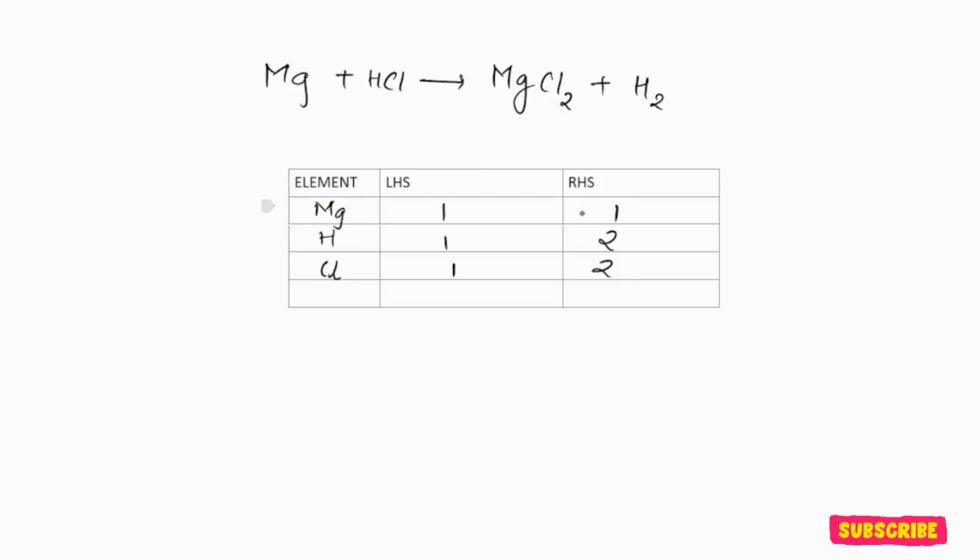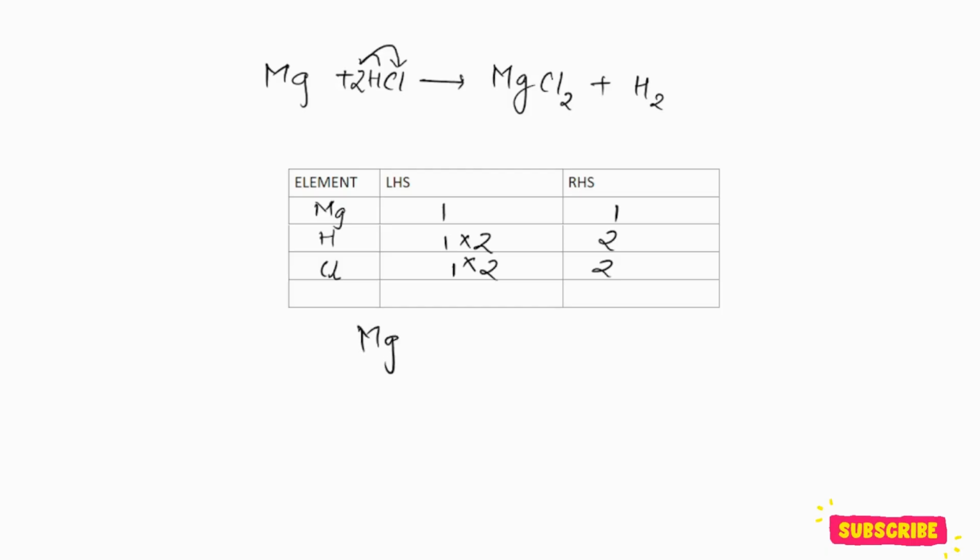So magnesium is balanced. Let us come to hydrogen. It is 1, so I will multiply this by 2. So I will put here 2. Right. Now this 2 applies for both. So what has happened? Chlorine also becomes 2. Here you will see that the given chemical equation now is balanced.